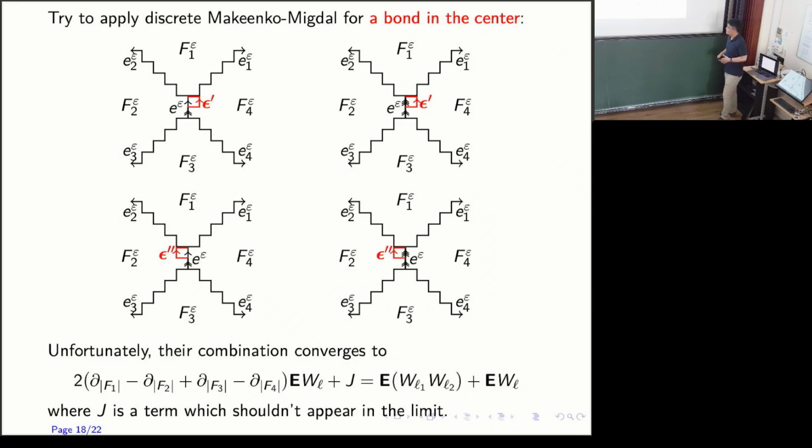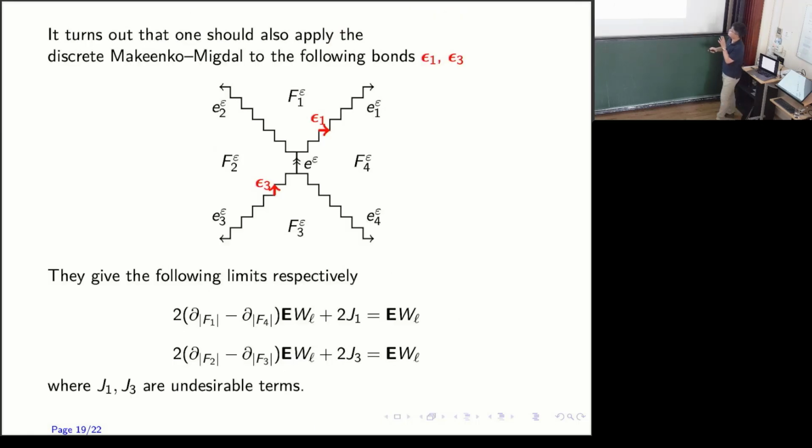So it turns out that the right idea is that we shouldn't only take a bound in the middle. We should also take a bound maybe here and also there, and then combine, right? So basically, you should use the discrete Makeenko-Migdal equation for a bound in the middle, and also a bound there and there maybe, and then combine them to get the right continuum limit. So that's what we do.